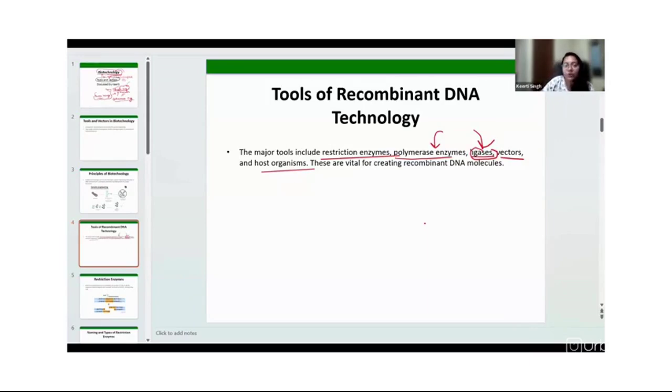In this chapter, we are going to study more about the restriction enzymes. What are these restriction enzymes doing, right? And the vectors. Okay. So what are these restriction enzymes?